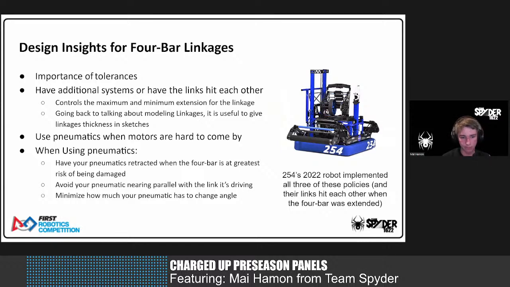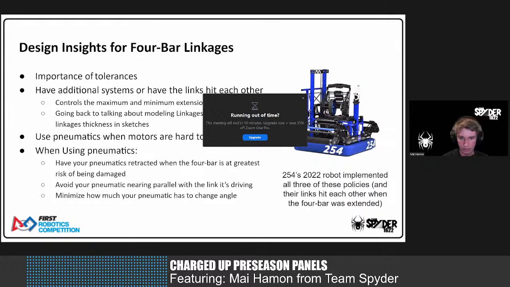Also, having your pneumatics far from parallel when the intake is being deployed and retracted assists the intake in deploying and retracting effectively and reliably. 254, pictured, has its pneumatic piston perpendicular to the link it is driving. To have your pneumatics barely change their angle in the course of their motion is also helpful because the time for a pneumatic to deploy is proportional to the angle that it has to change. And so if you make it so it hardly changes at all, it'll speed up your process very much.